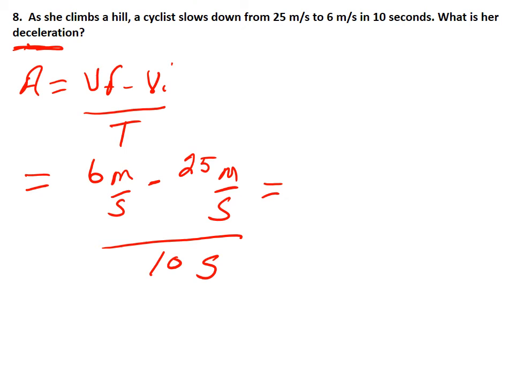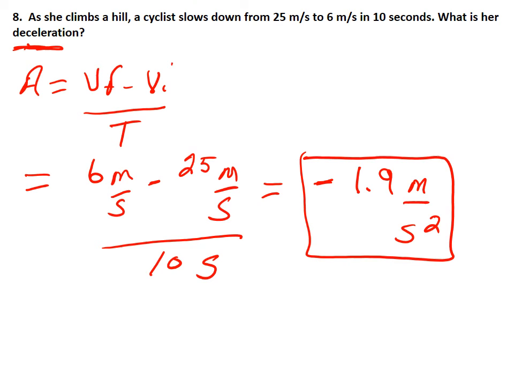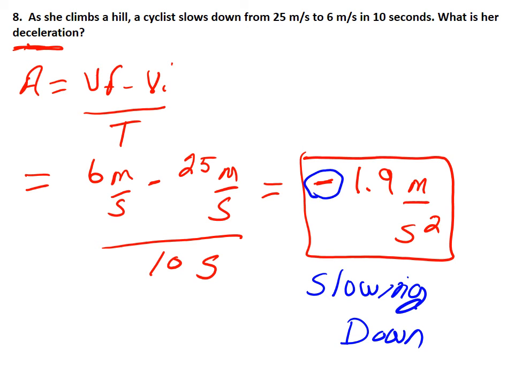So 6 minus 25 is going to be a negative, divided by 10 comes out to be 1.9 meters per second squared. And again, since it's deceleration, it's showing us that she is slowing down. Anytime you have deceleration, you're going to get a negative answer. And that tells me simply that they slowed down.